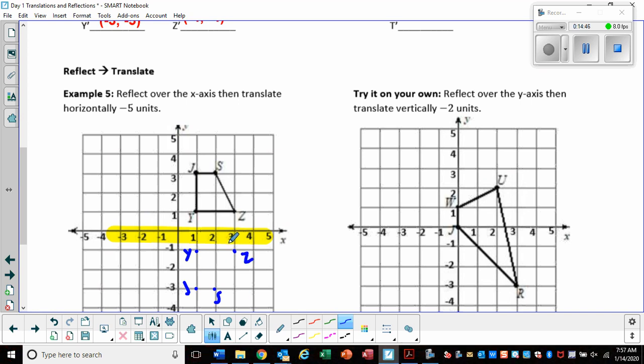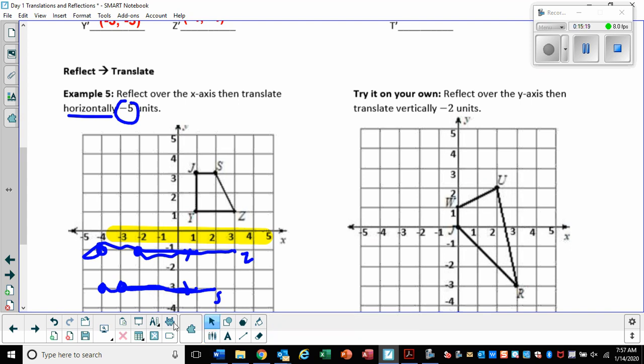Ooh. And now I'm going to move it to the left 5 units horizontally. So 1, 2, 3, 4. Ooh, 5 is right here. Sorry, my thing got away from me. 1, 2, 3, 4, 5. Z is right here. 1, 2, 3, 4, 5 is right here for J, and S will be right here.